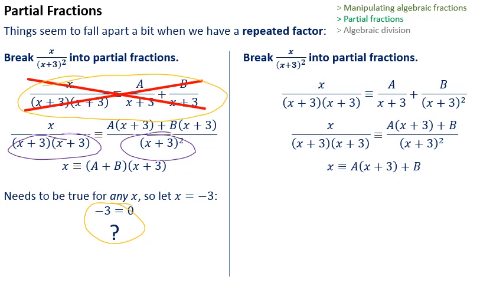Now we compare our numerators. And again, we can go through the process of picking a value for x. I'm going to use x equals minus 3 again, and this time it's only the a part that cancels out and disappears, and we get b must equal -3. Brilliant. Now we can go back and try to find out a.